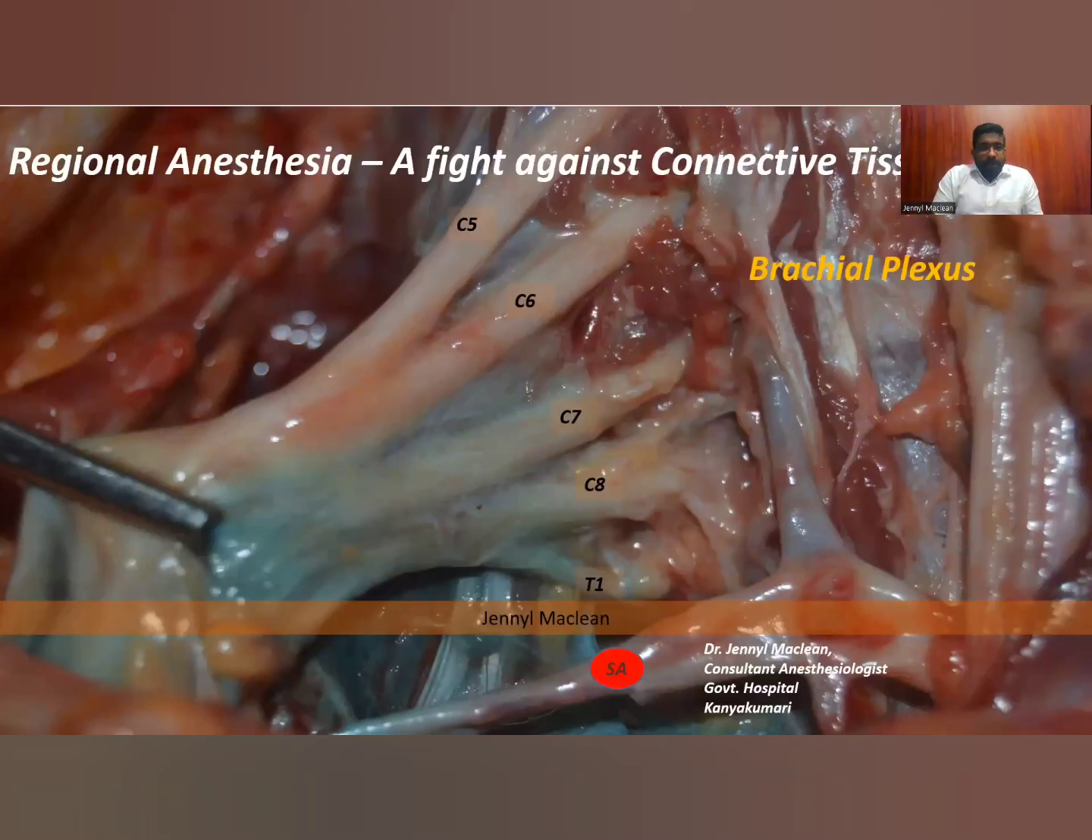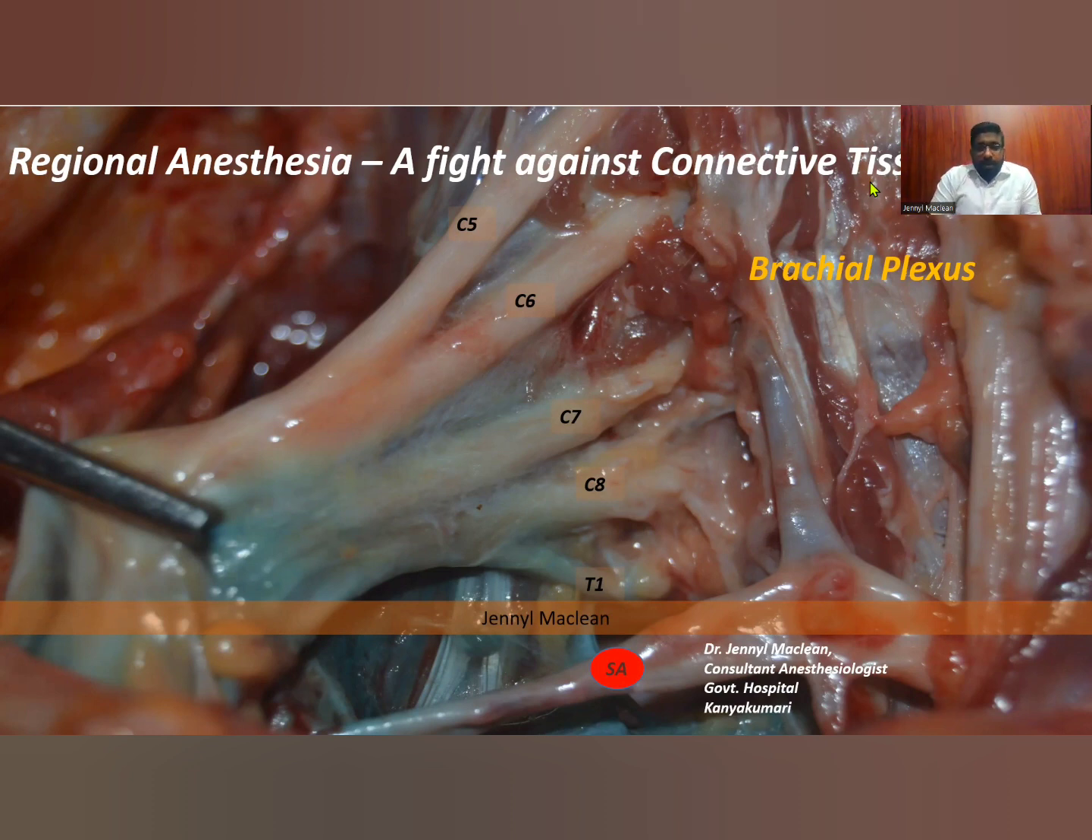Hello, ladies and gentlemen. Today we are going to see about regional anesthesia, a fight against connective tissue barrier. This is quite a broad topic. I want to make it interesting.